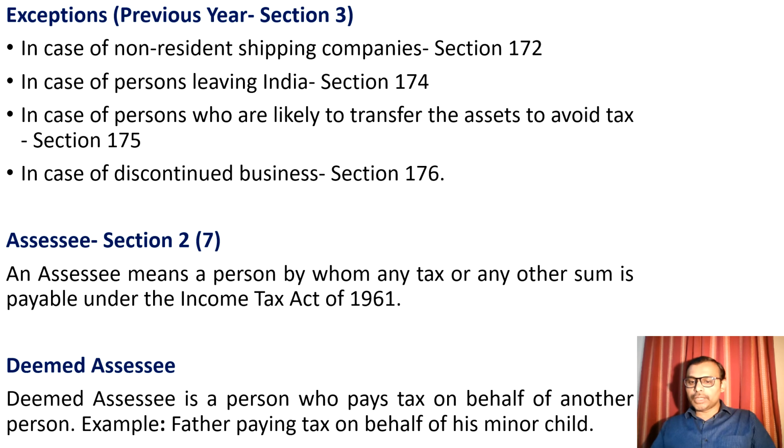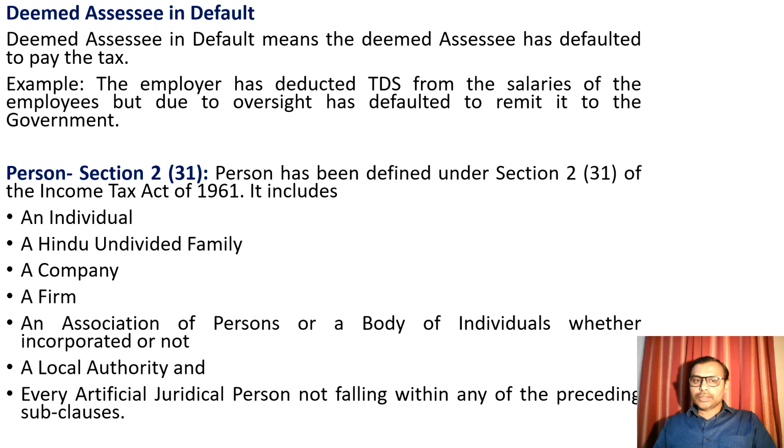The father is paying the tax on behalf of their child. That's what the person is called, a deemed assessee, who pays the tax on behalf of another. The next is a deemed assessee in default. Who is considered a deemed assessee in default will become the deemed assessee, or assumed to be assessee. Deemed assessee in default means the assessee has defaulted to pay the tax.